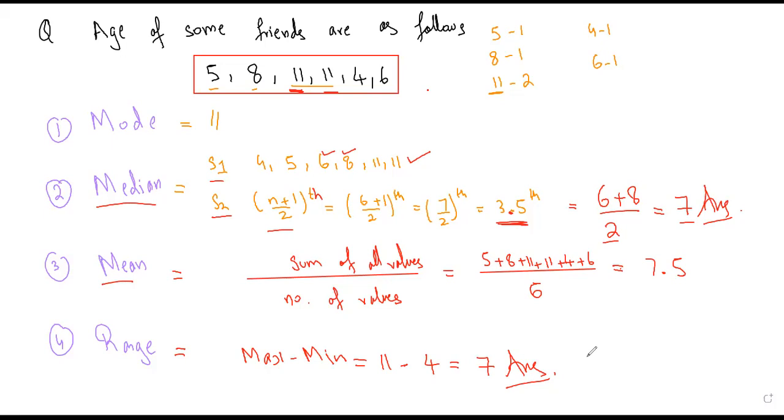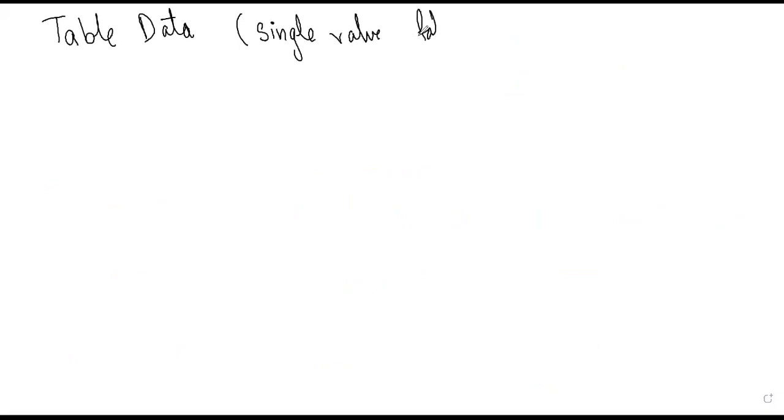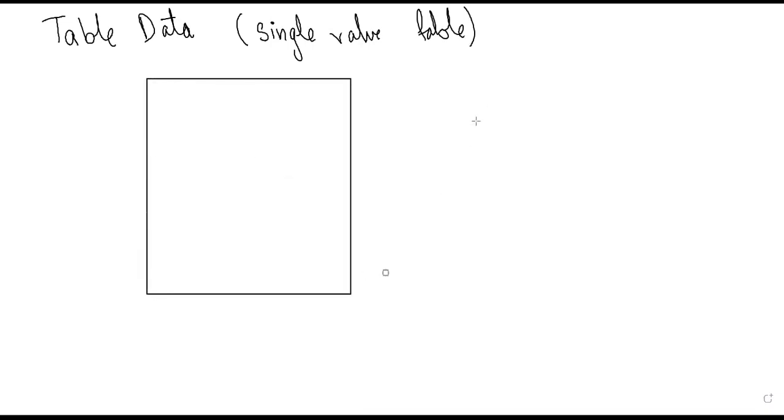Now we need to talk about the data we have in tables. Okay. So again, we have two types in that. Let's talk about the table data. This is the single value table. Okay. I'll make the table and then I'll talk about it.